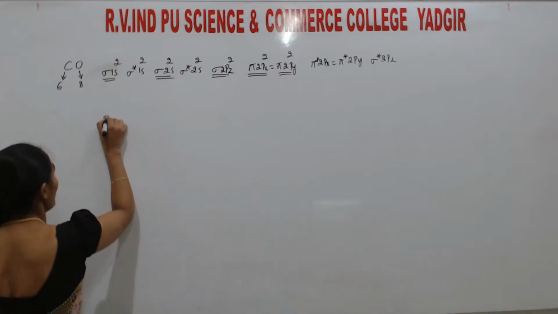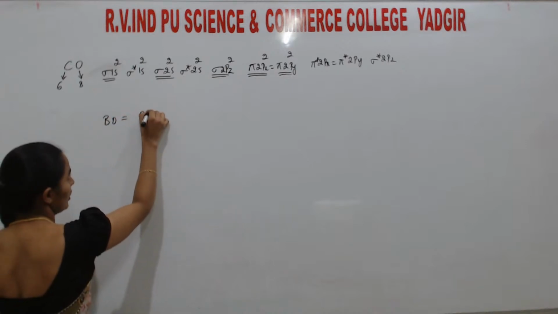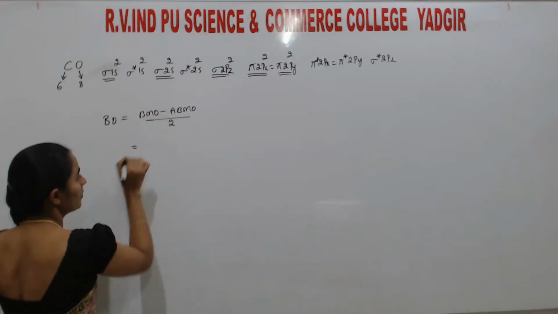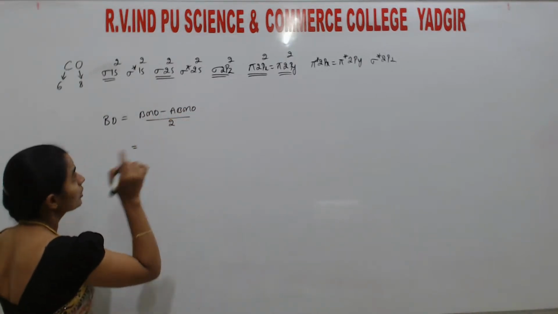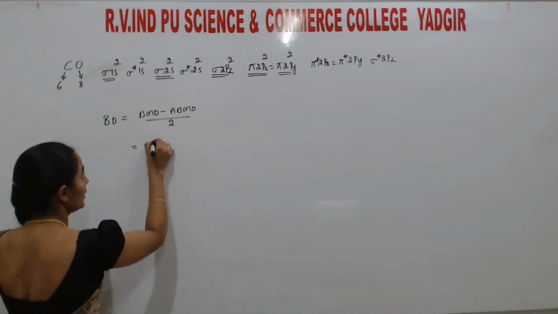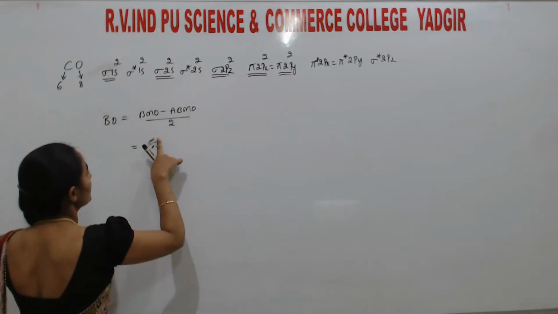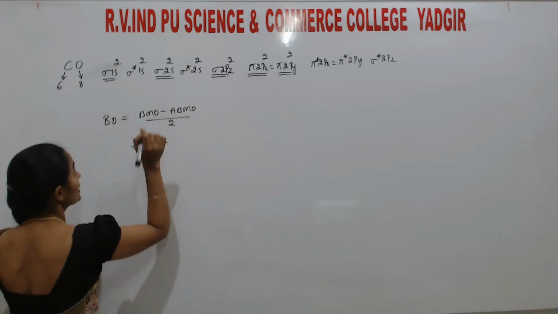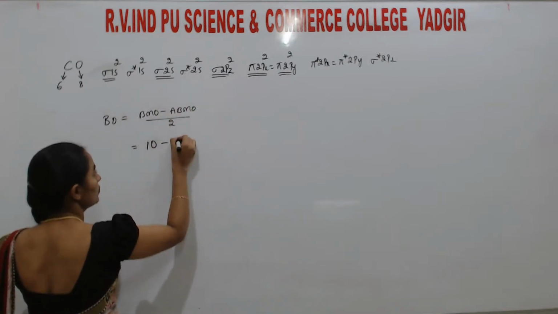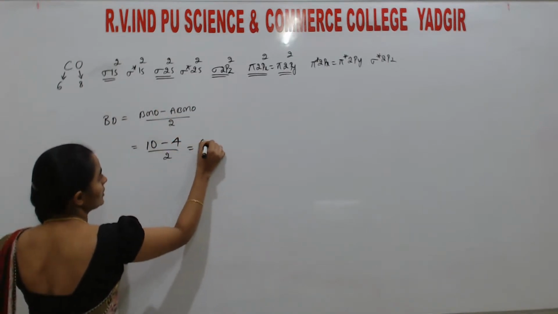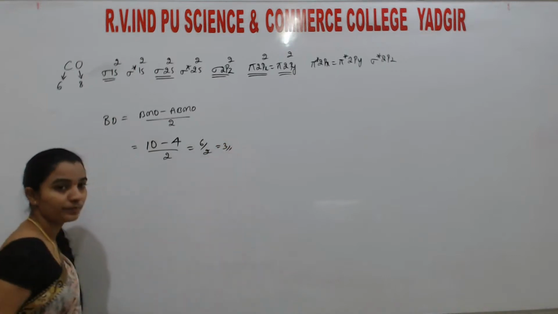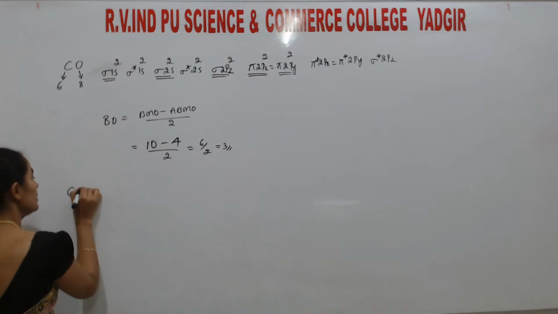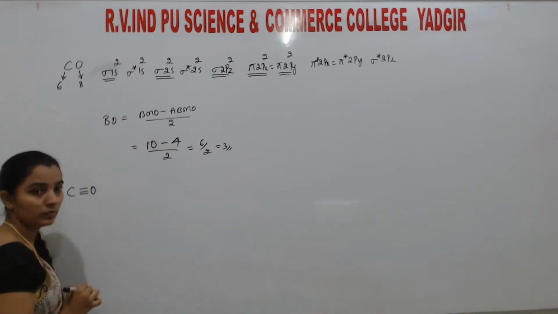Okay. Now, the bond order is equal to bonding molecular orbital electrons minus anti-bonding molecular orbital electrons, divided by 2. How many bonding molecular electrons are there? 2, 4, sorry, 10. 2, 4, 6, 8, 10. Minus anti-bonding: 2, 2, 4. Divided, 6 by 2 means 3. That is, the molecule is C triple bond O.